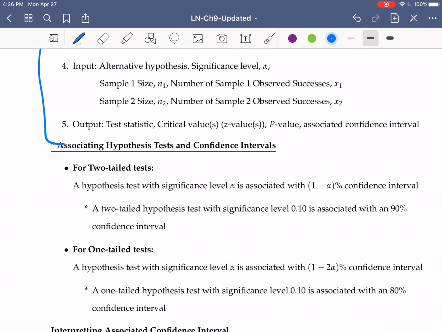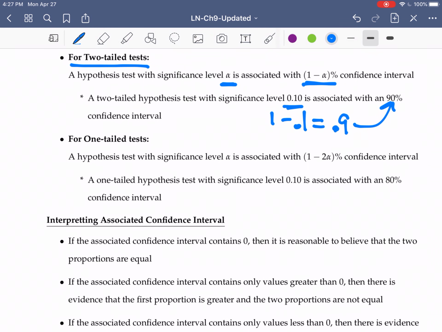When we think about associating hypothesis tests with our confidence intervals, a two-tailed hypothesis test with a significance level of alpha is associated with a 1 minus alpha confidence level. And so if we have a two-tailed hypothesis test with a 10% significance level, 0.1 significance level, then 1 minus 0.1 is 0.9. That gives us a 90% confidence interval. So a two-tailed test with a 10% significance level has a 90% confidence interval associated with it.